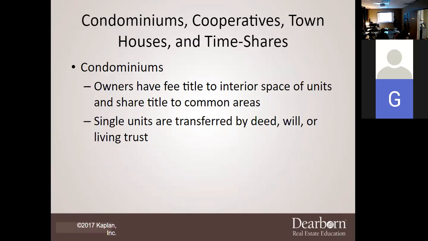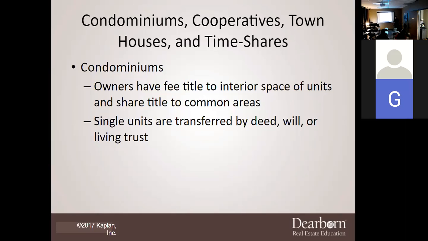Now, condominiums. Condominiums, cooperatives, townhouses, and timeshares. These are very key. You are going to have to know these differences. And guys and gals, we're so close. We're almost done this evening. So, condominiums. These are going to have owners that have fee title to the, what's this word, Miss Linda? Interior space of the unit and share title to the common area.